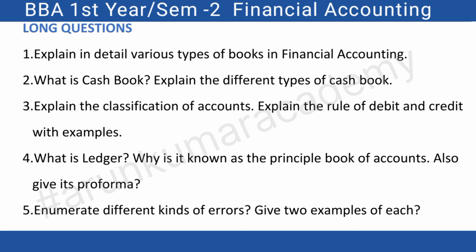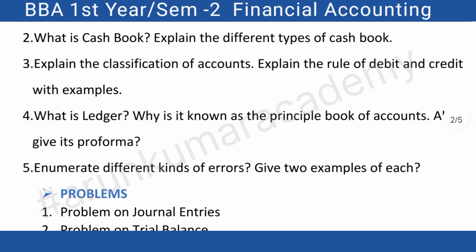Then question number 5. Enumerate different kinds of errors. Give 2 examples of each. So errors may occur at any stage of the accounting process. So errors can be classified into two types, like clerical errors or errors of principle.